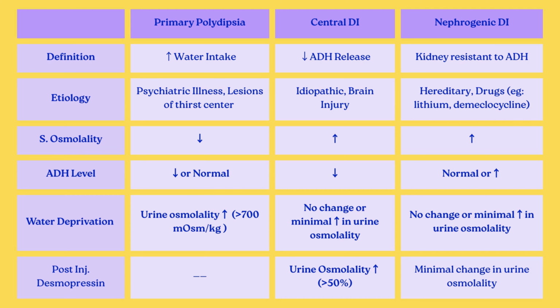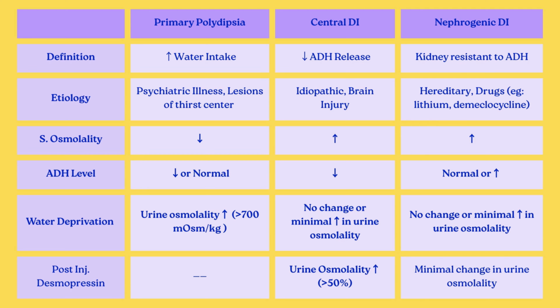Central diabetes insipidus, on the other hand, is the result of decreased ADH release from the posterior pituitary gland. This can happen due to idiopathic causes or as a result of brain injury. Because ADH is low, patients lose large amounts of free water, leading to an increase in serum osmolality.